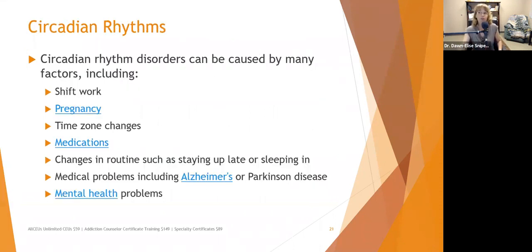Circadian rhythm disorders can be caused by many factors, including shift work, pregnancy, time zone changes, medications, including some of your psychotropic medications like your atypical antipsychotics, and even some of your SSRIs. Changes in routine, such as staying up late or sleeping in, or if you get called in to cover the midnight shift. Medical problems, including Alzheimer's or Parkinson's disease, and mental health problems.